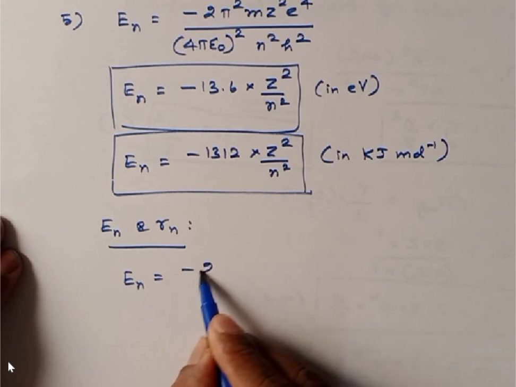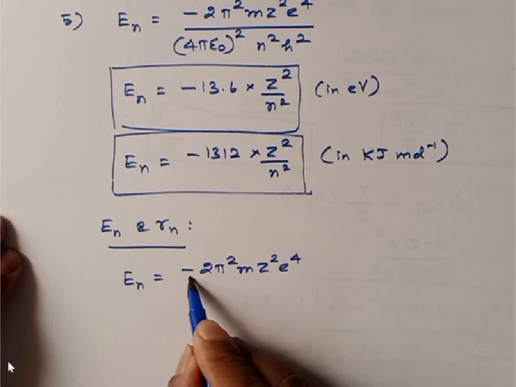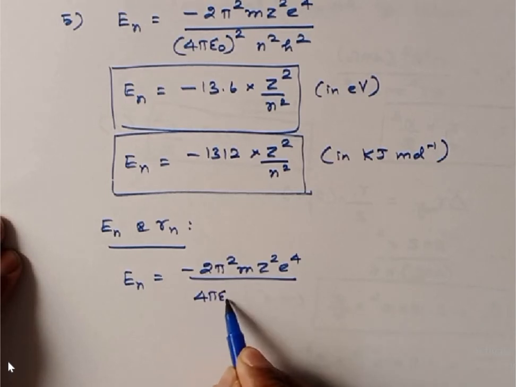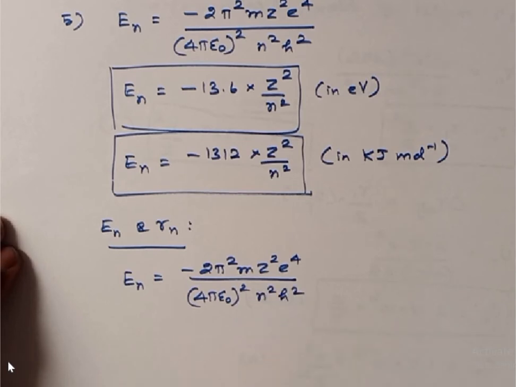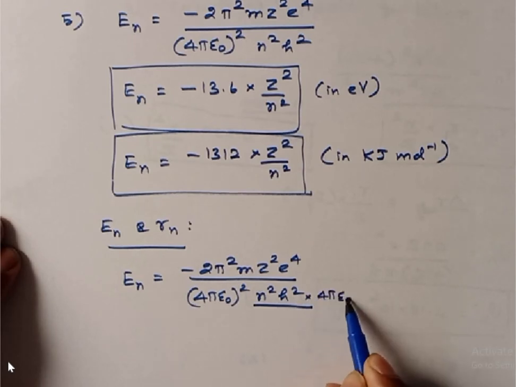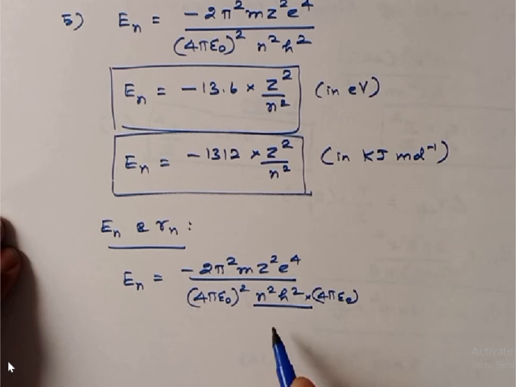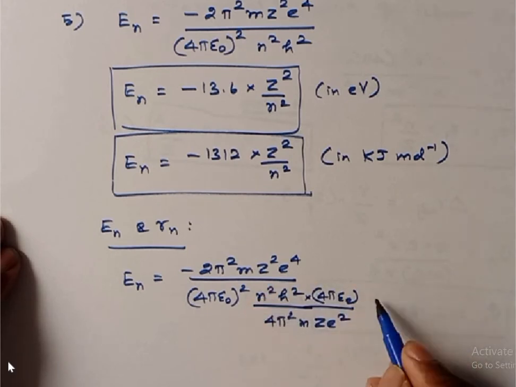En equal to minus 2 pi square m Z square e power 4 over (4 pi epsilon naught) the whole square into n square h square. This is the energy formula. Now what I'm going to do is divide this by this quantity. I'll multiply this by 4 pi epsilon naught and divide by 4 pi square m Z e square. So this is the expression for radius of the nth orbit.